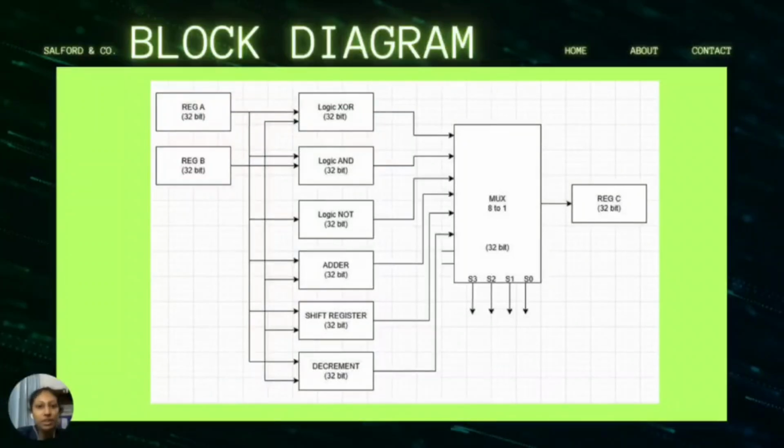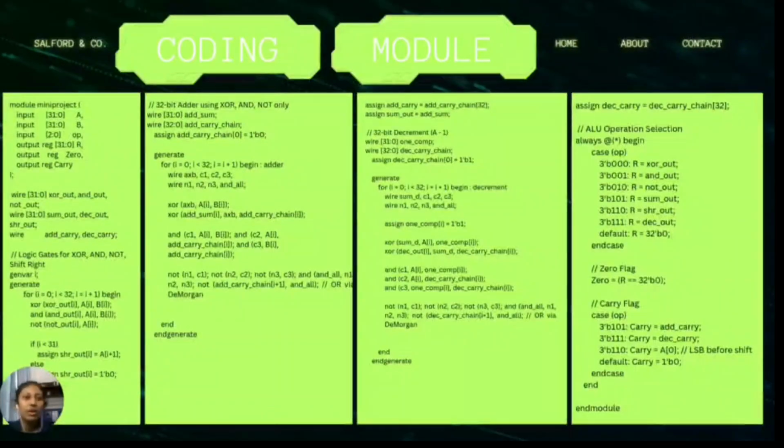Next, the final one is register C, which we have named as the final result R, the output R in our coding. We also have the zero flag and carry flag, which are implemented in the coding but not shown here. So that's all for the block diagram. Thank you. Let's move on to the coding part of the main module.